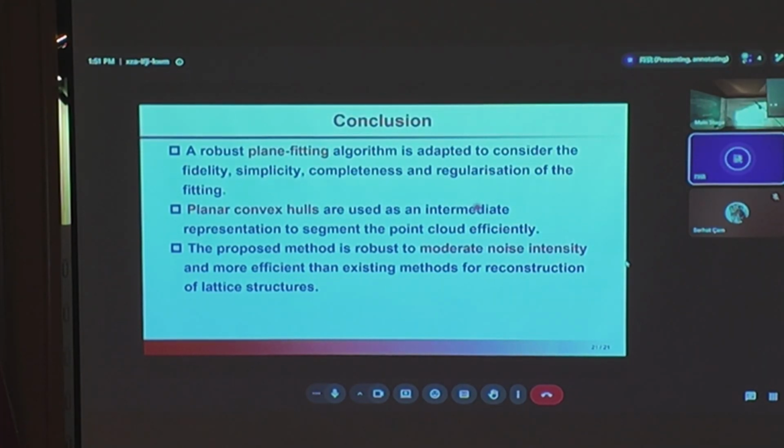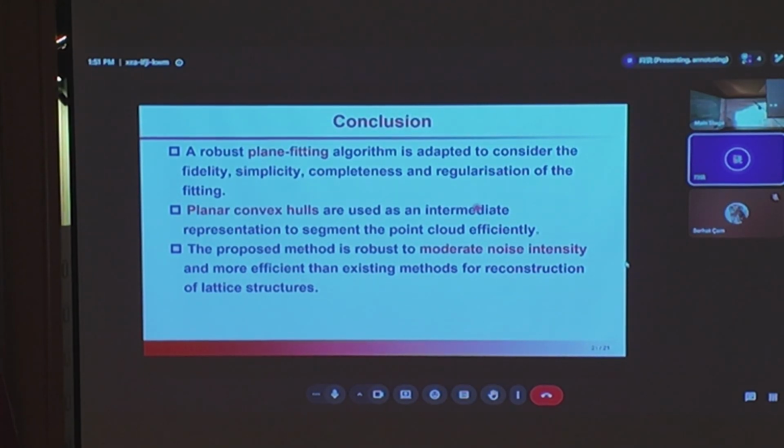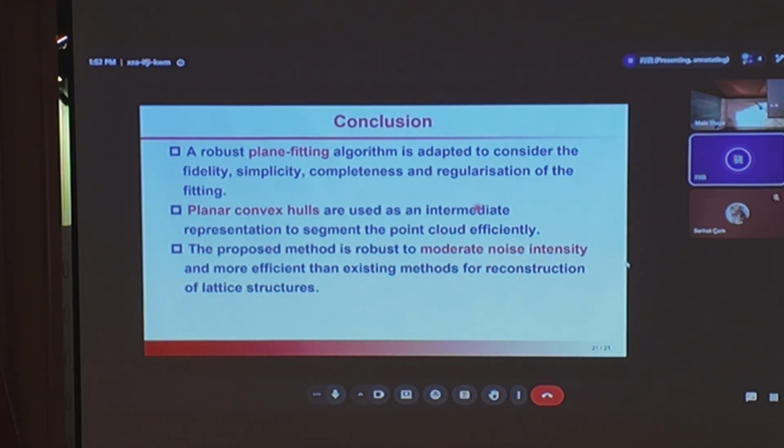Okay, so that's the conclusion. We adapt a robust space-based algorithm to consider the fidelity, simplicity, completeness, and regularization of the fitting process. And we use the planar convex hull as an intermediate representation to segment the point cloud efficiently. Our method is robust to moderate noise intensity and more efficient than other methods for reconstruction of lattice structures.